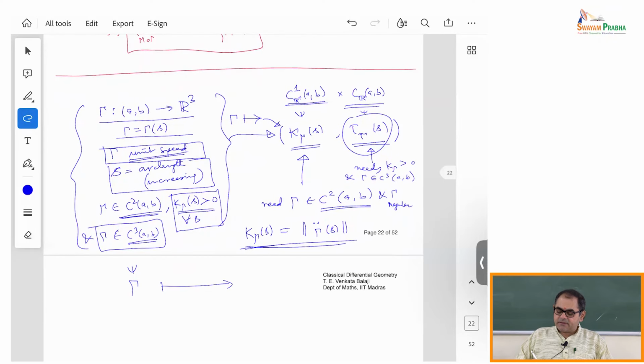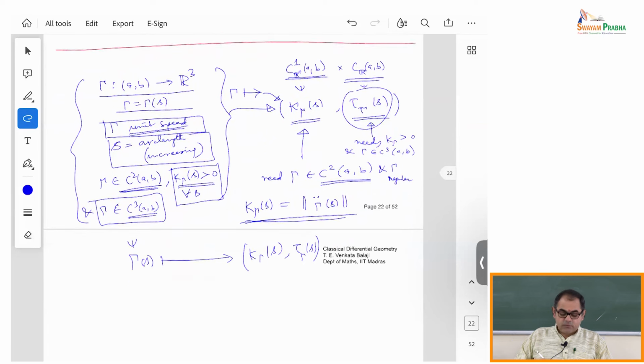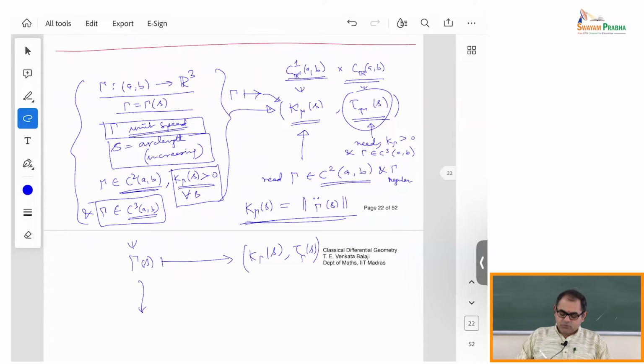Now, what is it that we have shown? You take a gamma here on the left side, okay. Then this gamma will get associated to K gamma of S. So let me write it: K gamma of S comma tau gamma of S. You will get the corresponding curvature and torsion functions. Now what you do is, on the left side, you move this by an isometry. You move it by an oriented isometry, namely a rigid motion, okay. Yeah, orientation preserving isometry, all right.